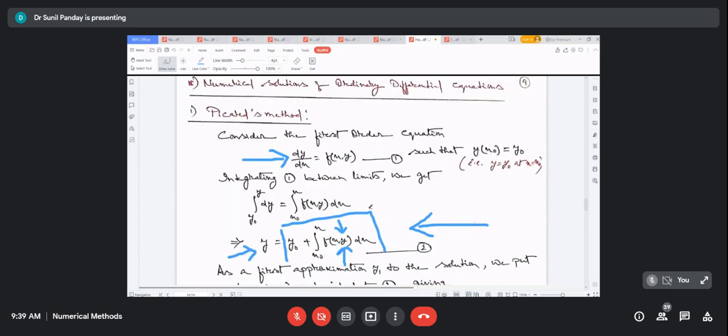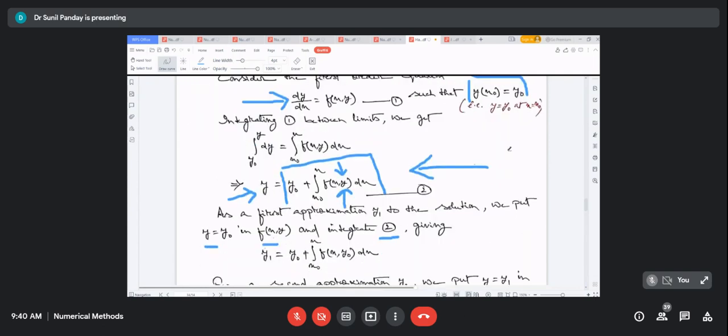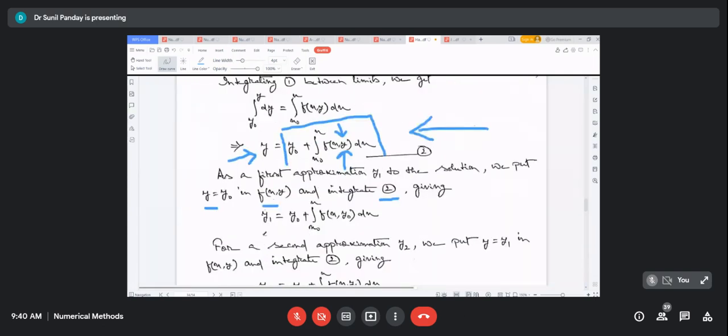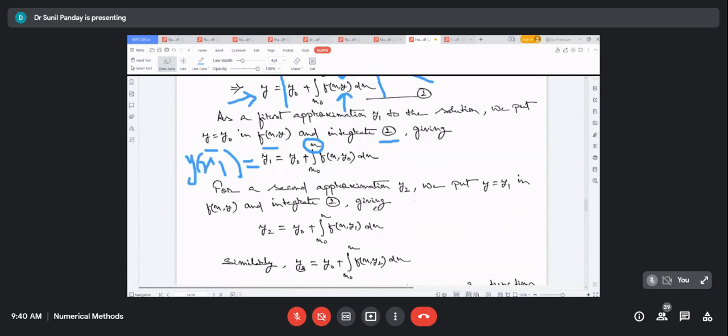What is y naught? y naught is given to us: y at x naught equals y naught. So we will get the value y1, which is y of x1, equals y naught plus the integral from x naught to x of f of x y naught dx. This x remains as x.